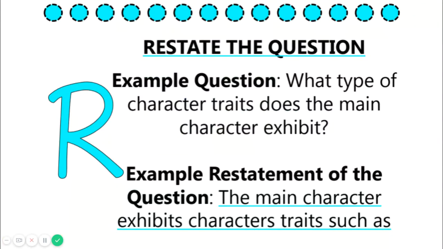R is for restate the question. So the first thing that you need to do is turn the question into a statement, and that needs to be the first sentence of your answer. For example, if the question is asking what type of character traits the main character exhibits, you would want the restatement to read something like, the main character exhibits traits such as, so that you are restating the question and turning it into a declarative statement.